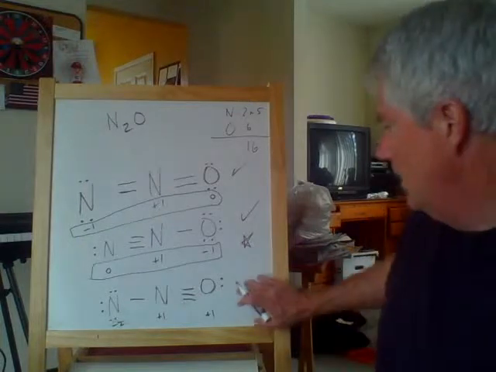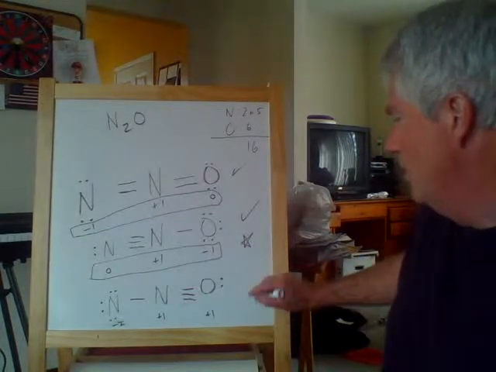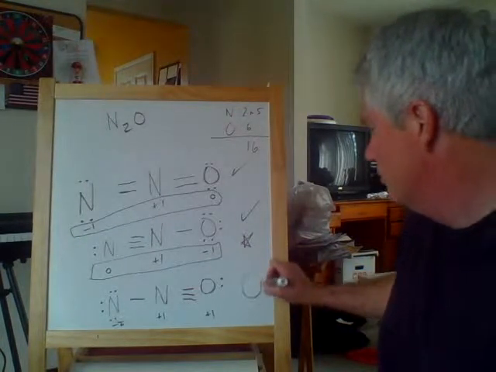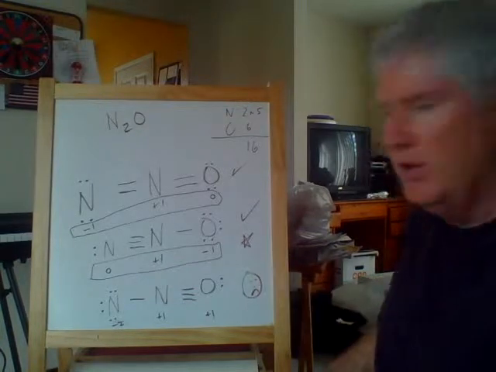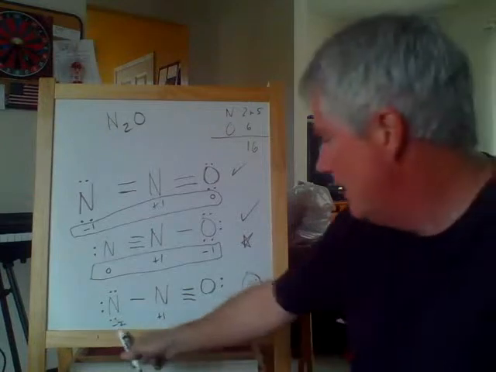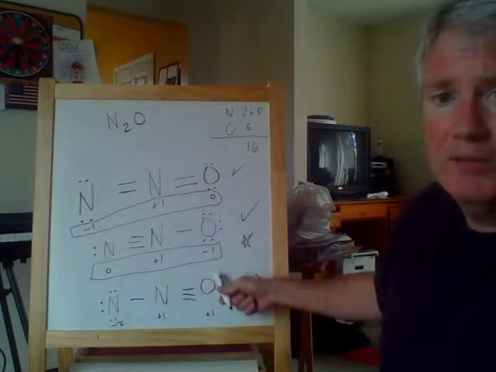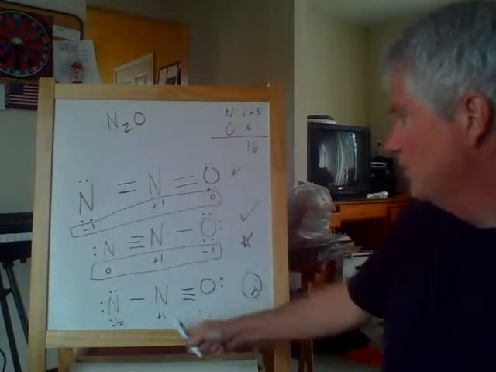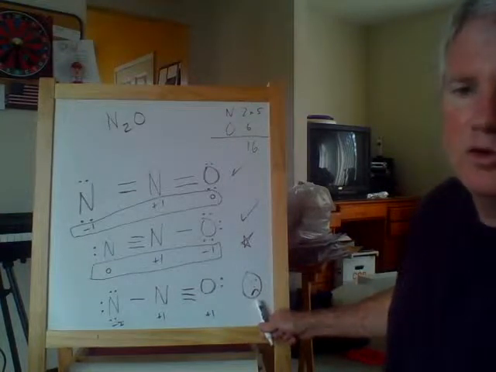You can see in this particular case, this is actually one that is probably the worst. That one is the worst form because we got big numbers. We got -2, +1. We got a plus on the most electronegative. So of the three forms here that I drew, this is the worst one.